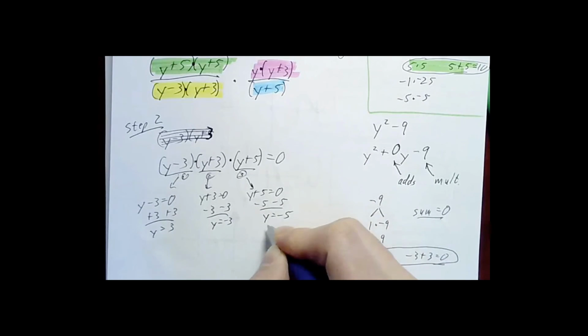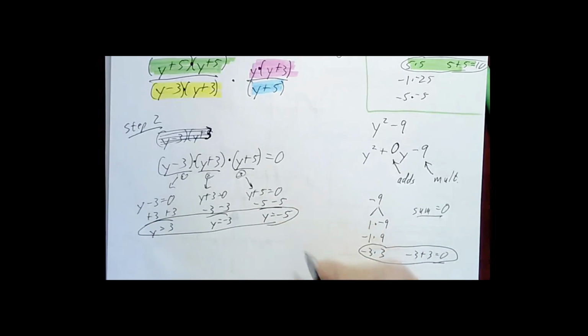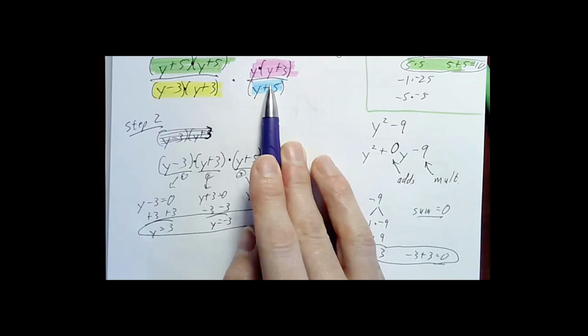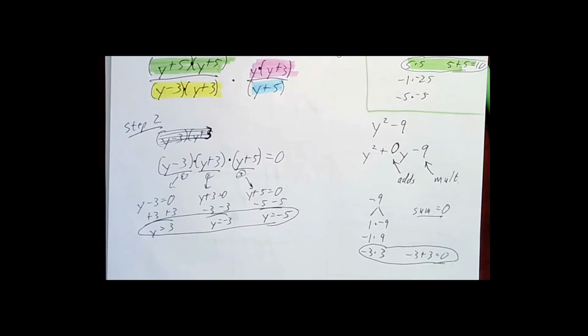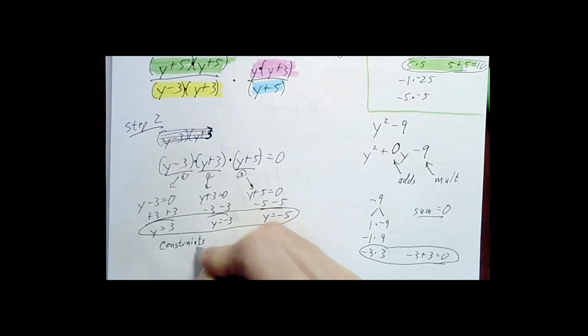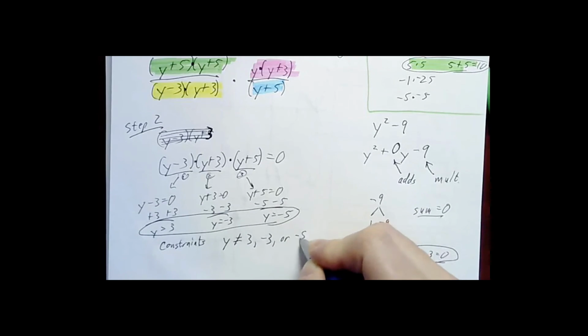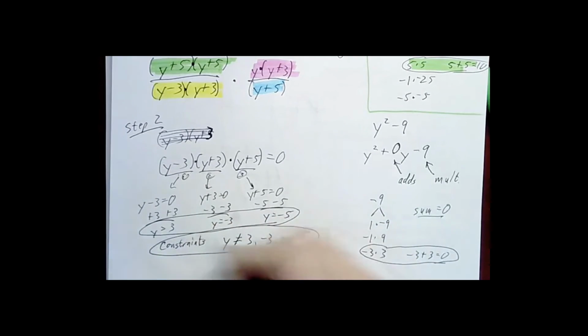These three numbers will give me a 0 either in this denominator or in this denominator. Now that is something we are not allowed to do because you're not allowed to divide by 0. So what that means is our constraints are y cannot equal 3, negative 3, or negative 5. And that right there is a really important piece of information.